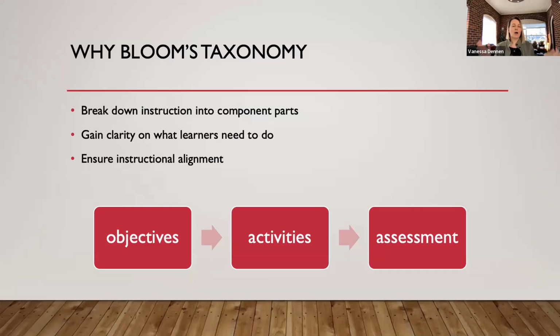So Bloom's taxonomy, why use Bloom's taxonomy? It's really important because it helps you break down the instruction into the little parts and figure out what it is that your learners actually need to do. And that all leads to this idea of instructional alignment, which is so important for anybody who's going to design instruction. Right? The learning objectives should be dictating the learning activities, which should lead to making the learners successful on the assessments. So all of those need to be aligned or need to be matching with each other.